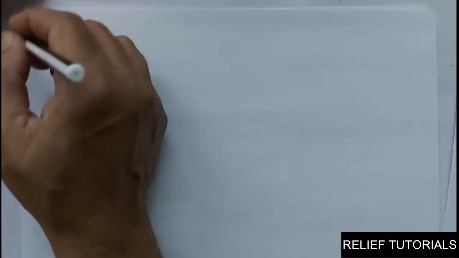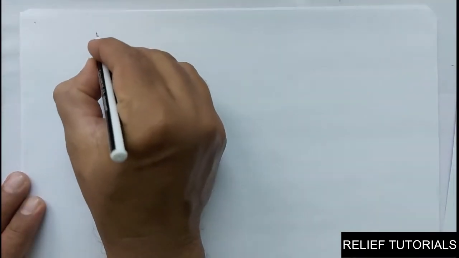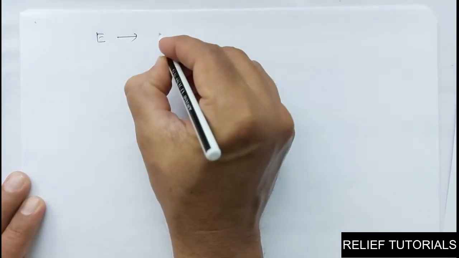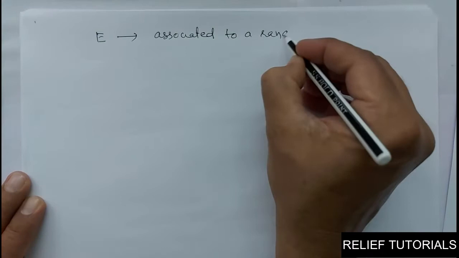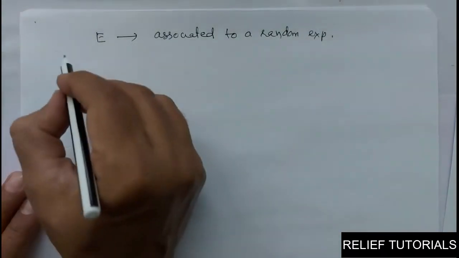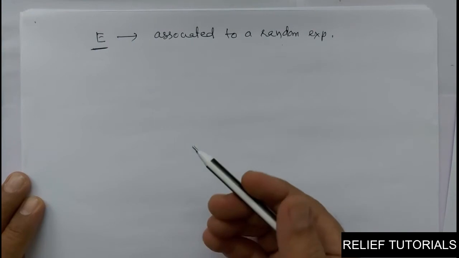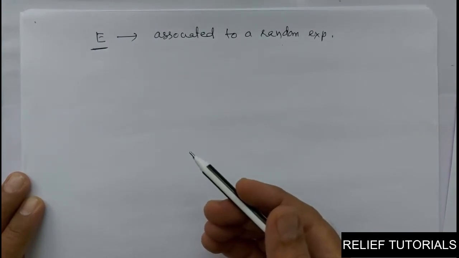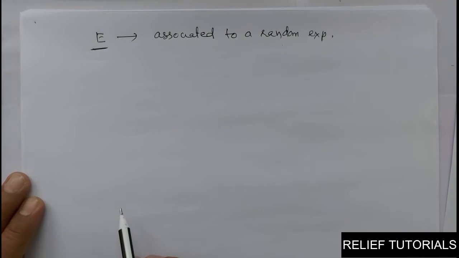Now we will learn occurrence of an event. An event E associated to a random experiment is said to occur or happen in a trial if the outcome of the trial is one of the outcomes that favors the event. Don't go on the language part, I will explain. For example, if a die is rolled and the outcome of a trial is 4, then we say that the event of getting an even number has happened.